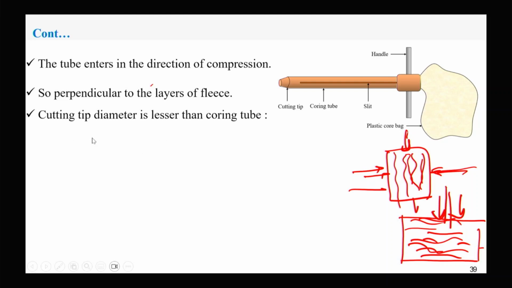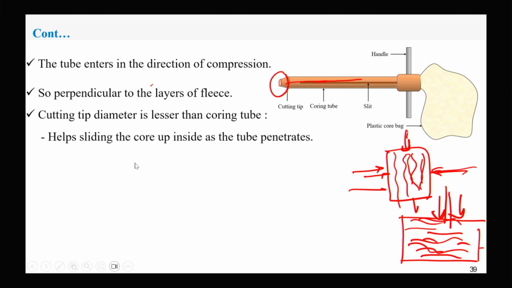The cutting tube diameter is less than the core diameter, because it helps in the proper penetration of fibers into the hollow tube and in the sliding of the fibers in the coring tube.